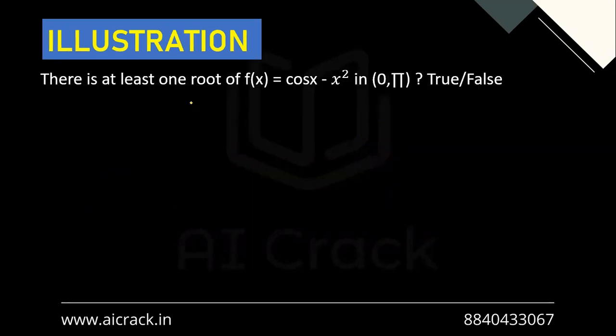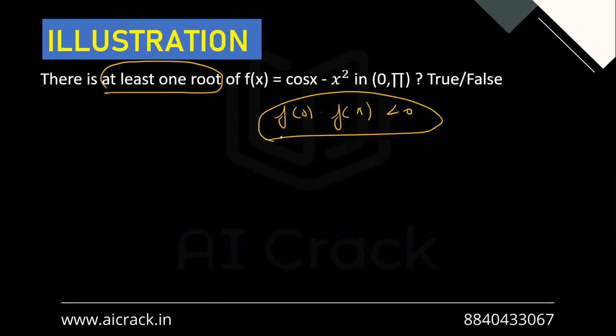Now let's look at this illustration. There is at least one root of f(x) equals cos x minus x square in 0 to pi, true or false. So let's check it out. When we're talking about at least one root, then we have to find that f(0) times f(pi) should be less than 0. That would suffice the condition, right? Cos x is continuous, x square is continuous, so the subtraction is always continuous. So we know that f(x) is a continuous function. Now f(0) would be cos 0, that is 1, minus 0 square, that would be 0.